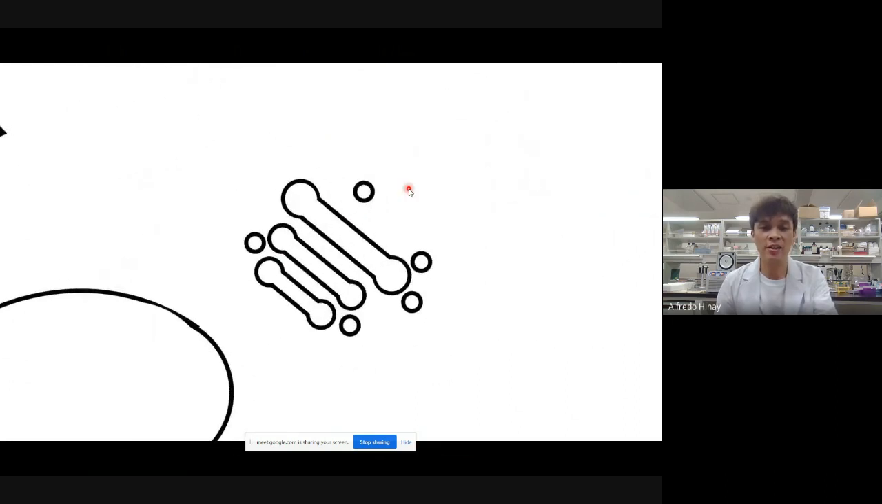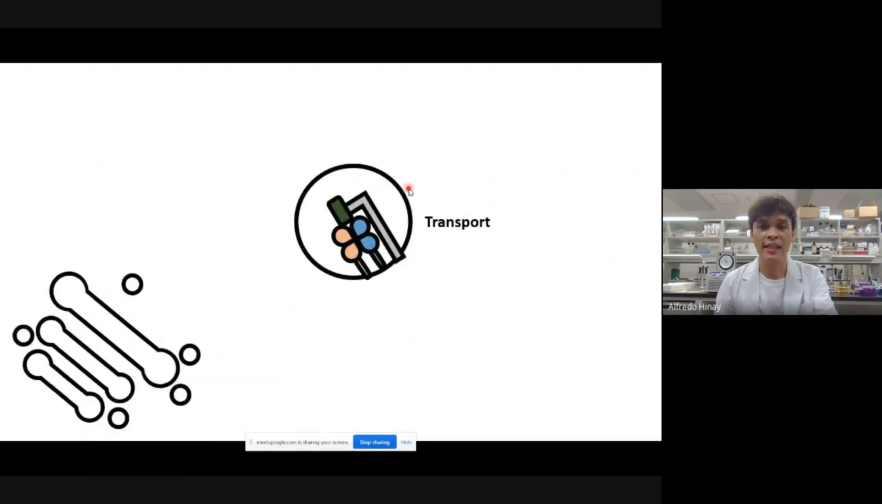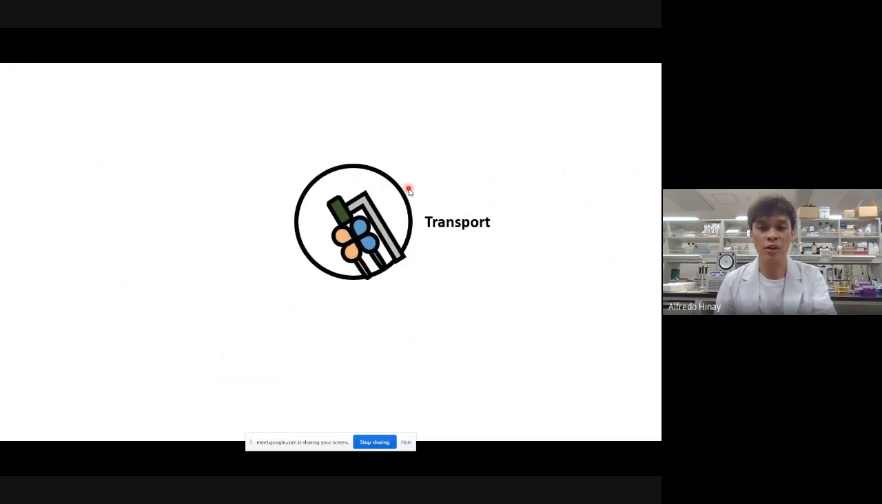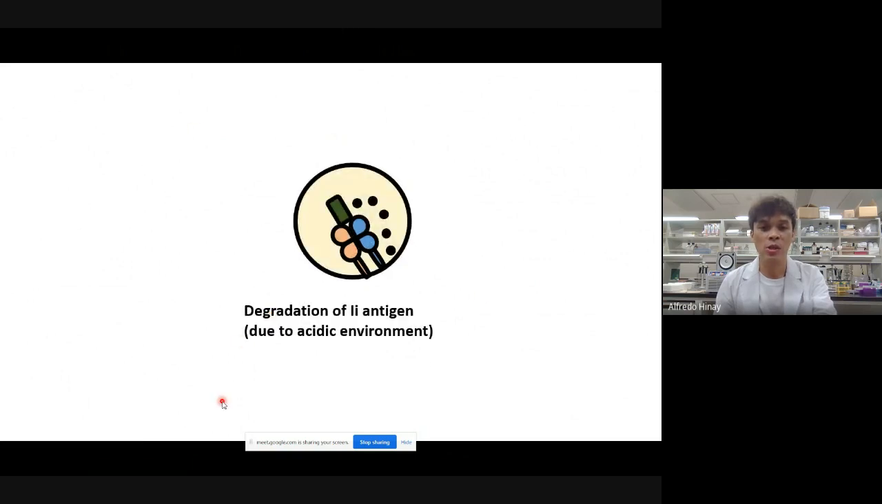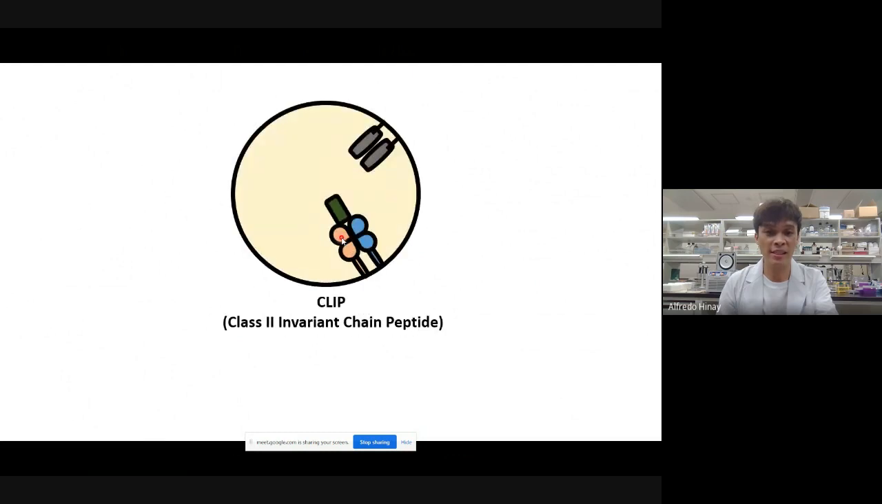Tapos, dadaan sila sa Golgi apparatus and then we'll have the transport. Then due to the acidic environment of the cytoplasm, magkakaroon tayo ng degradation of your II antigen. Yung katawan lang ni II ang madedegrade, class, yung ulo hindi. Okay, so you have this one. And then, we call this one as CLIP, or class 2 invariant chain peptide.